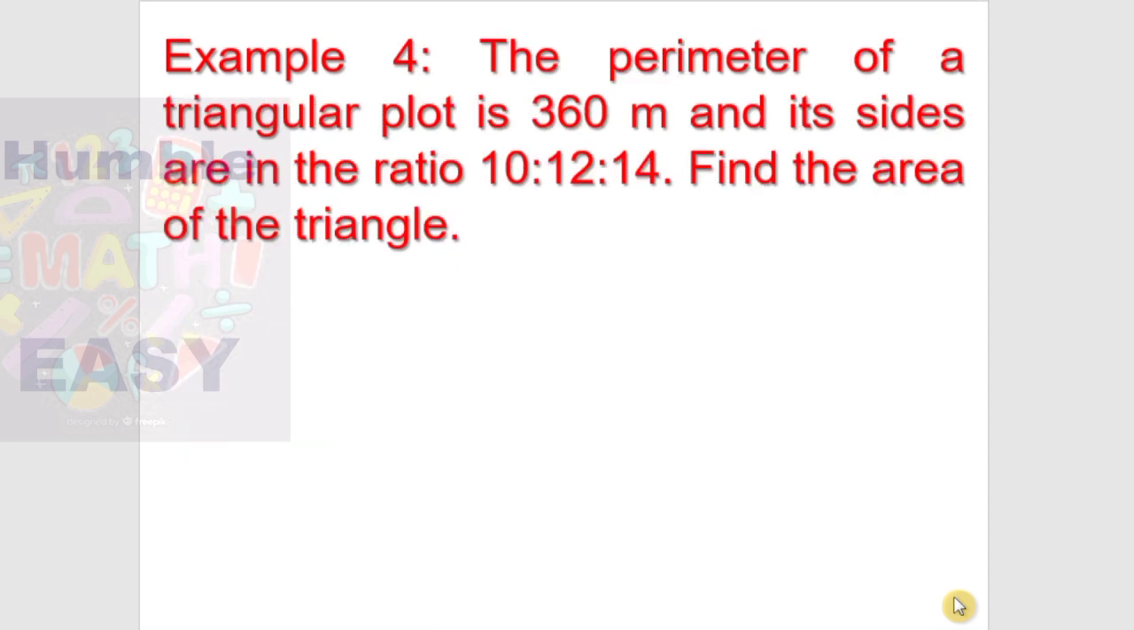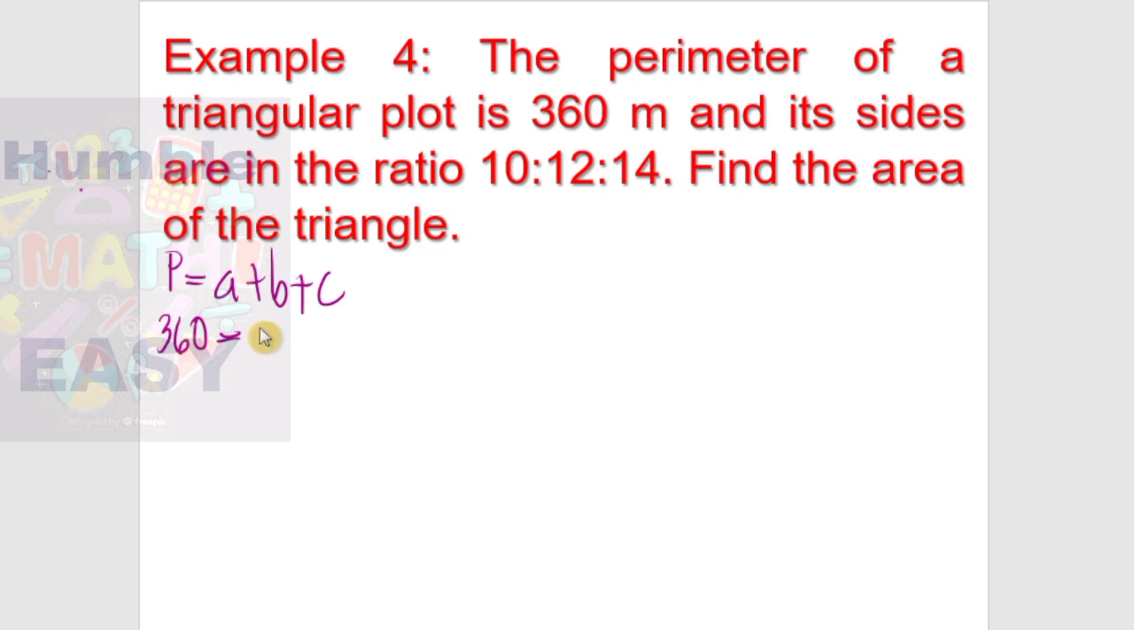Okay, the next example is: the perimeter of a triangular plot is 360 meters, and its sides are in the ratio of 10 is to 12 is to 14. Find the area of the triangle. So we have the perimeter of a triangle, which is A plus B plus C, and its perimeter is equivalent to 360, with the ratio of the sides 10 is to 12 is to 14.